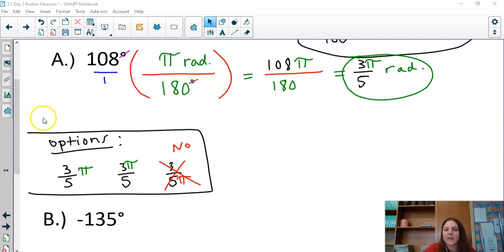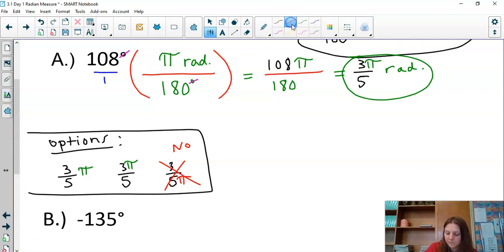This next one is a negative. That doesn't mean that you have to add anything to it. You don't have to add 360 or anything. Okay, so we're going to set it up the same way. We're going to start by making that parenthesis. And we're trying to get rid of degrees.